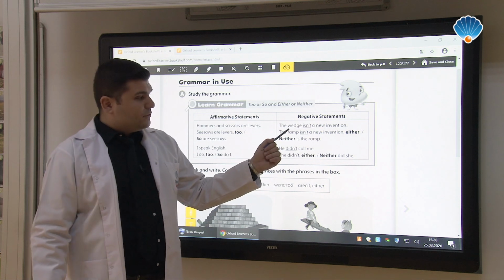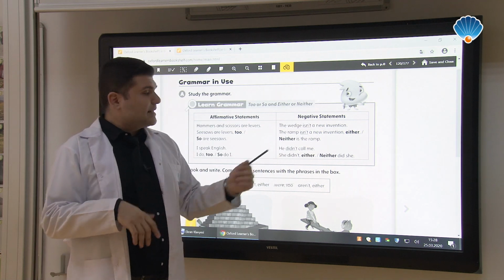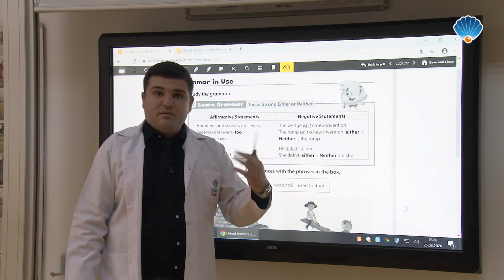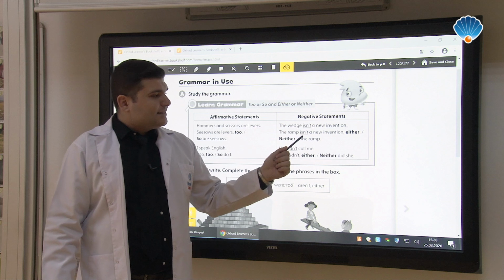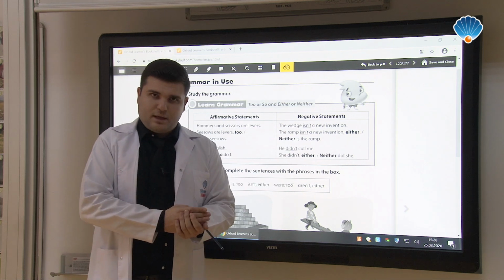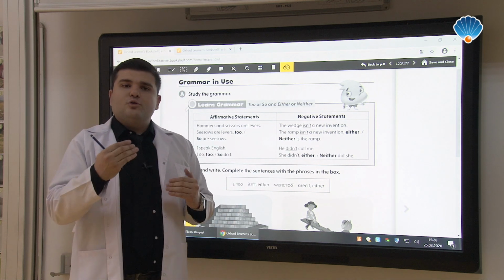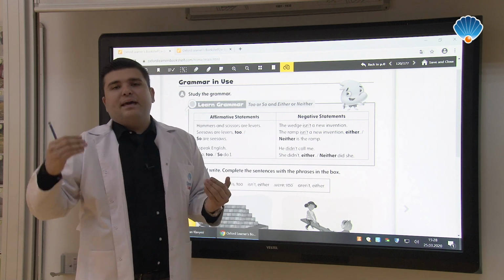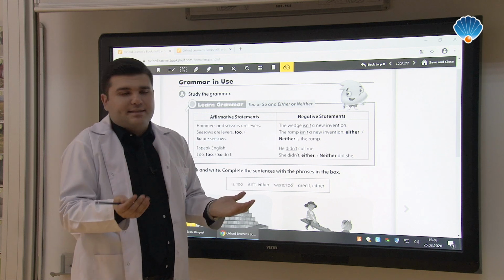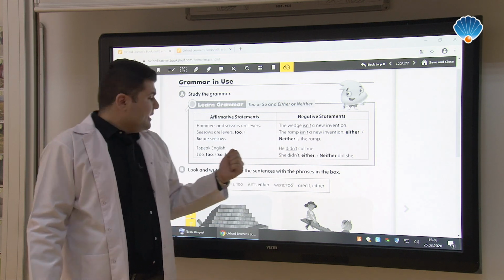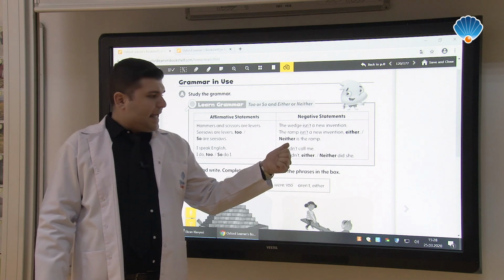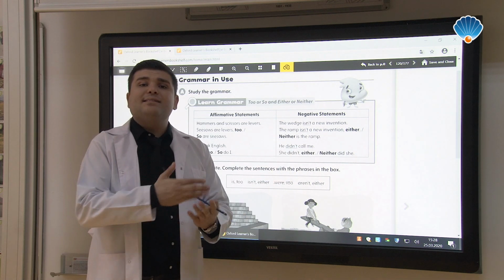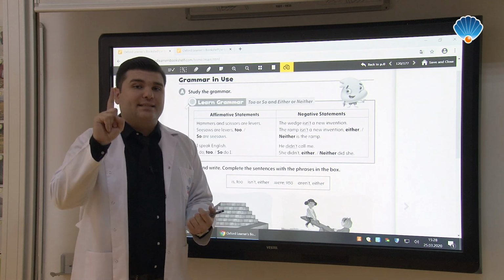Okay? You see that the wedge isn't. Okay? We can understand that the sentence is actually negative here. So the wedge isn't a new invention. The ramp isn't a new invention either. Okay? Or you can use another way to say the same thing by making a different sentence. So what is this? It's neither. Like so, you again have to put neither in the beginning of the sentence to say the same thing. And it should be negative, don't forget.